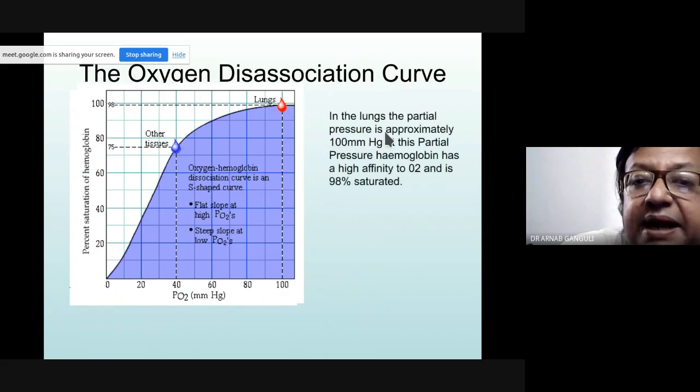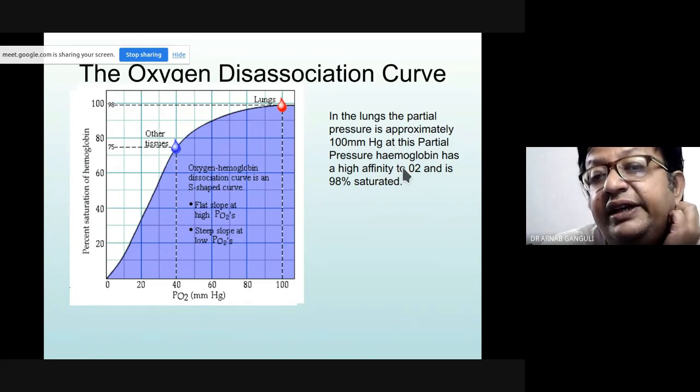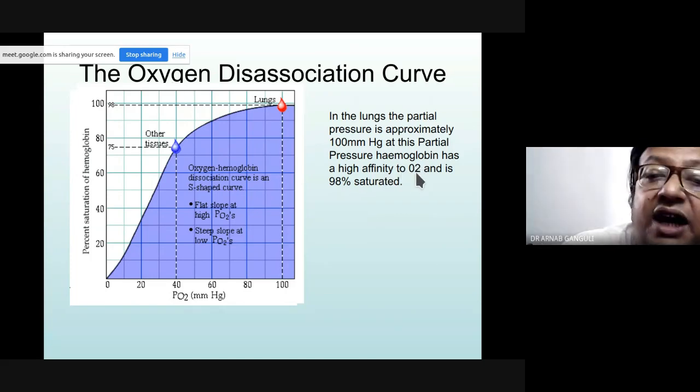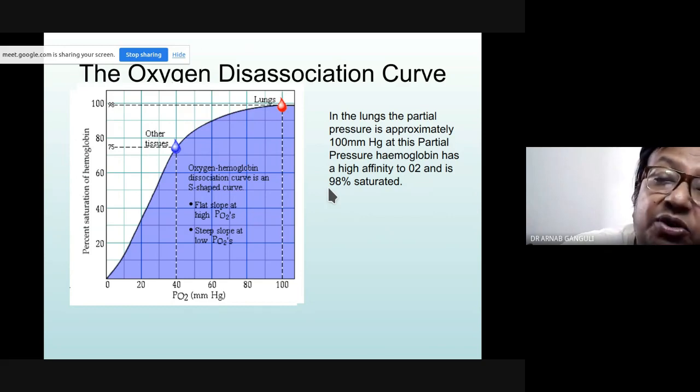In the lungs, the partial pressure of oxygen is approximately 100 mmHg. So hemoglobin has a high affinity for oxygen, and therefore it is 98% saturated. The more oxygen there is, the more saturated the hemoglobin becomes. That happens in the lungs.